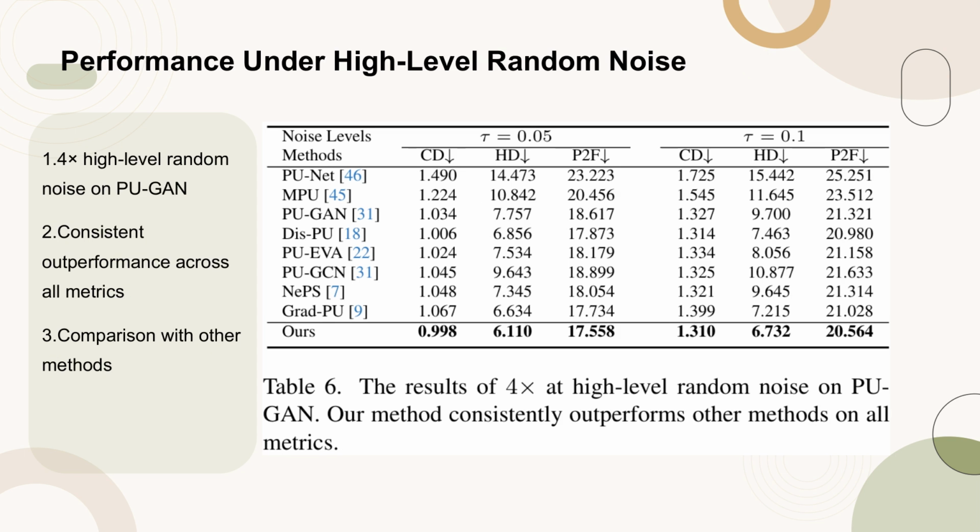Table 6 presents the results of applying 4 times high-level random noise to PUGN. Our method consistently outperforms other methods across all evaluated metrics, demonstrating superior robustness and effectiveness under noisy conditions. This table highlights the comparative performance of various methods, emphasizing the superior results achieved by our approach.